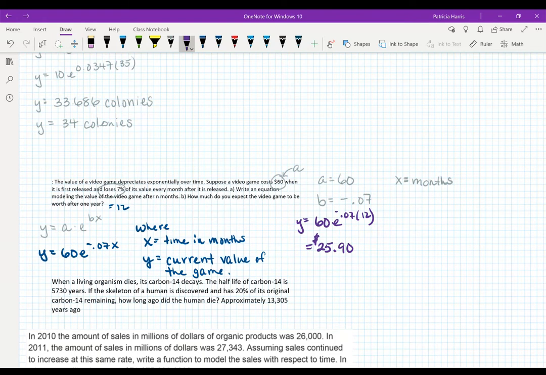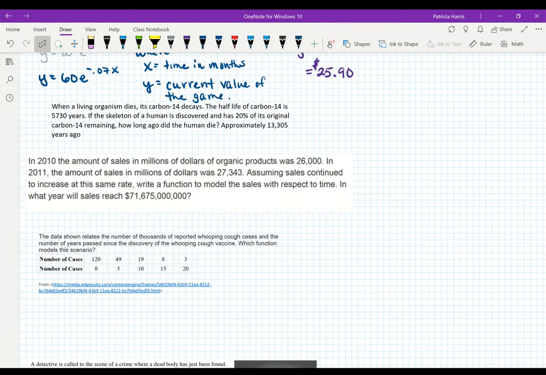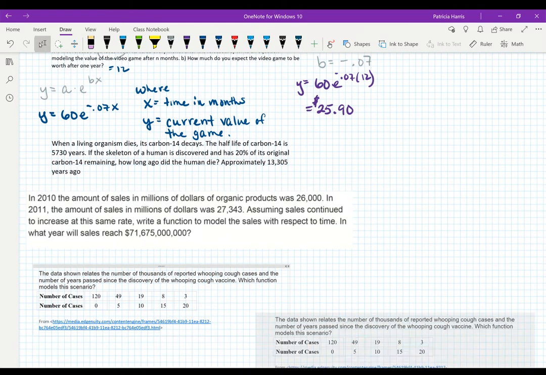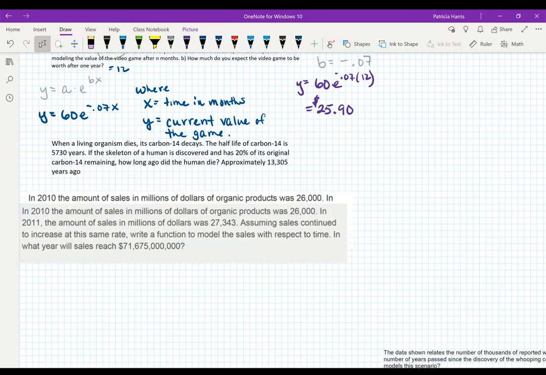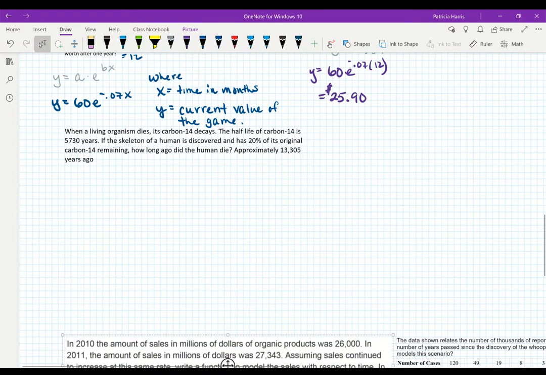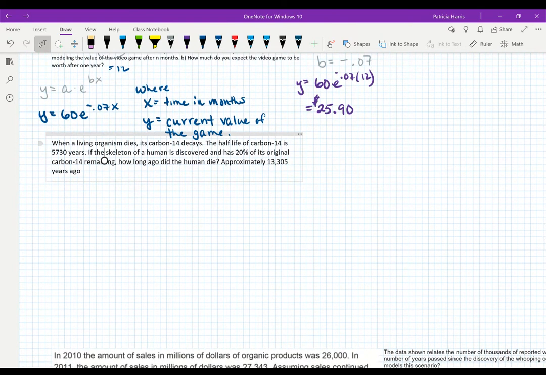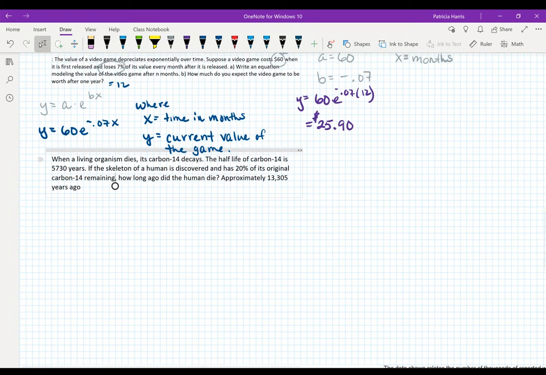So you're going to lose over half of the value in just a year. All right. So I'm going to move some stuff around and we'll talk about carbon dating. Now, carbon dating is one of those things that everybody's kind of heard of, but you probably haven't calculated it. So we're actually going to calculate it.